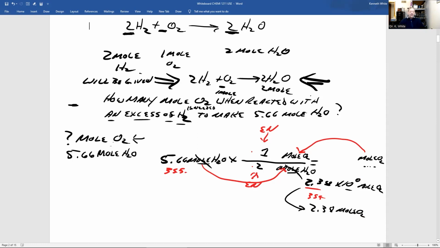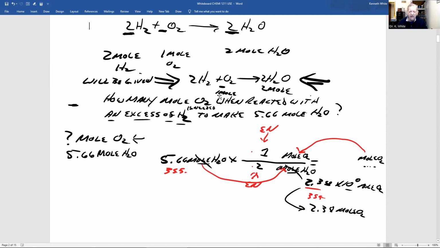And now we have this. We start with the only number we have. We're trying to get the moles of oxygen, use unit analysis. Whatever we're trying to get to goes on top of the ratio. Whatever we're trying to get rid of goes underneath. Where do we get a relationship between moles of oxygen and moles of water?